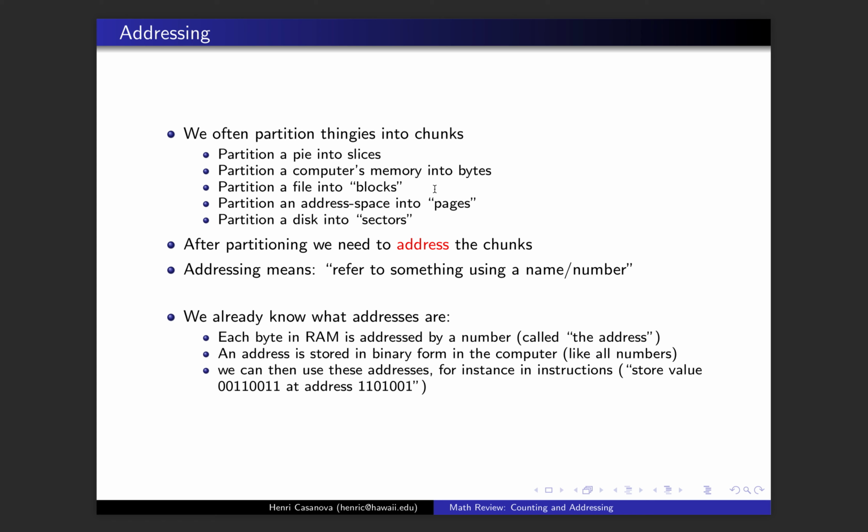And then we use the addresses. For instance, we have instructions in the instruction set architecture, something we talked about probably the first week of the semester, where we have an instruction that says store the value 00110011 at address 11010001, right? So the address and the data look the same, they're just numbers.